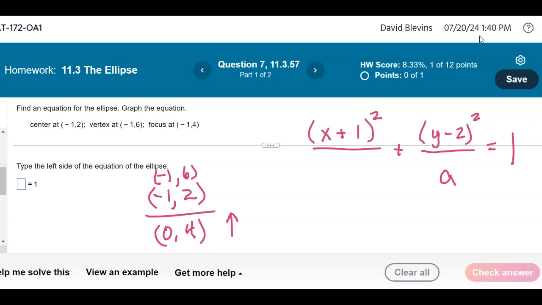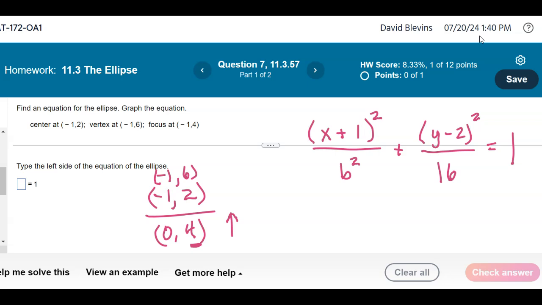So this one will have this look to it. a squared on the bottom here, b squared on the bottom here. Right? a is how far away the vertex is from the center. So it's 4 units. So that means that we're going to square 4. That's going to be the denominator of y. But 4 squared is 16. So I put a 16 underneath there.